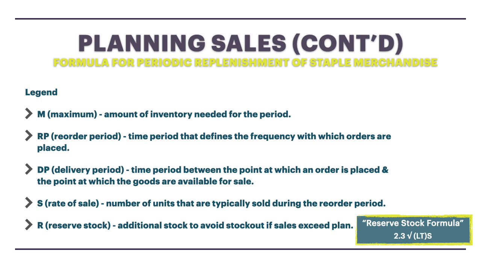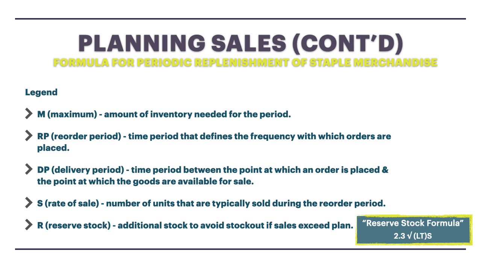DP is your delivery period. This is a time period between the point at which an order is placed and the point at which the goods are available for sale. S, your rate of sale, is the number of units that are typically sold during the reorder period. And R, reserve stock, is the additional stock to avoid stock out if sales exceed plan.